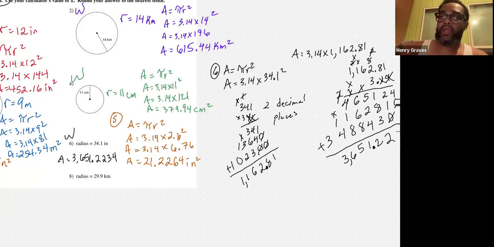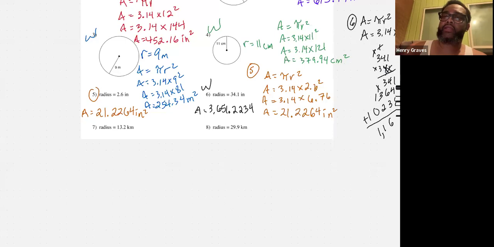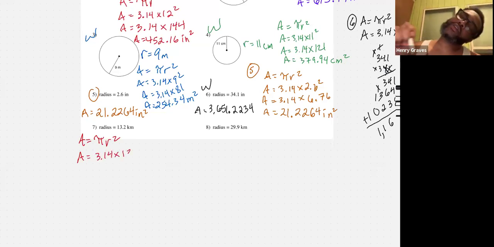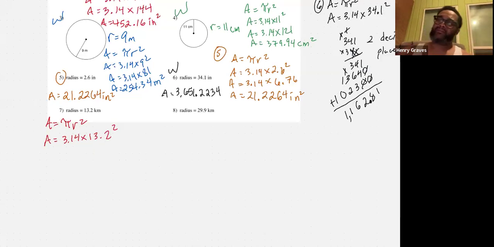Same strategy here. I'm going to go ahead and write down the formula. So for this one here, I know my radius is 13.2. I know pi is 3.14 times 13.2 to the second power. So now I need to do 13.2. Excuse me. And what is 132?